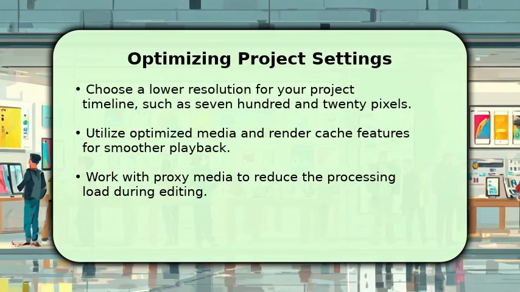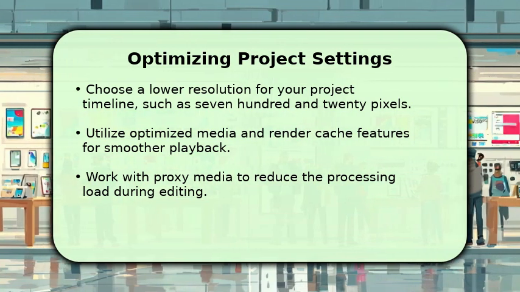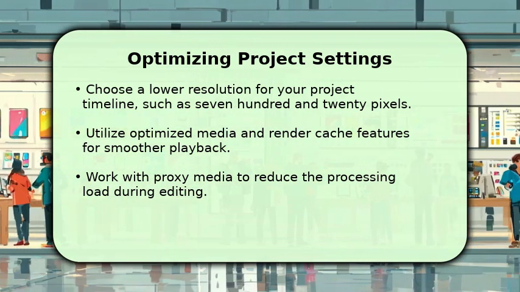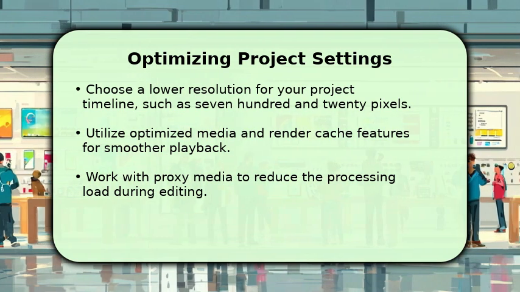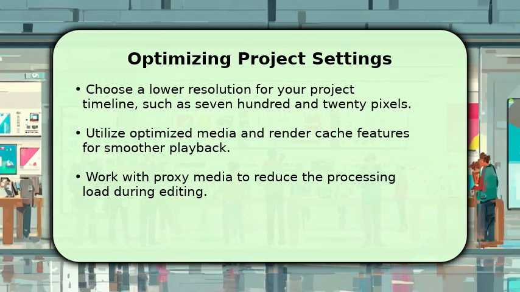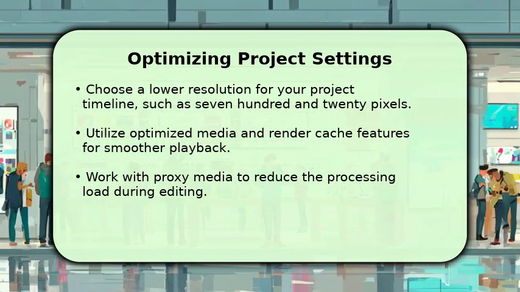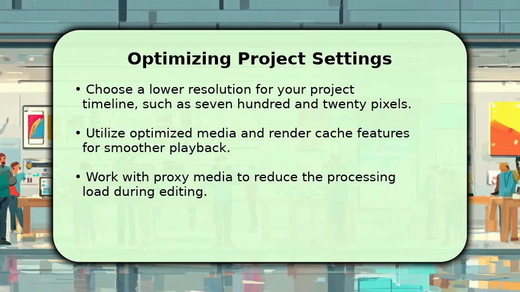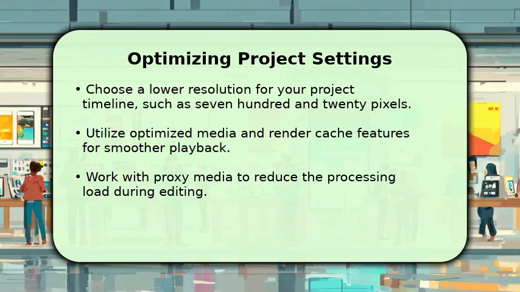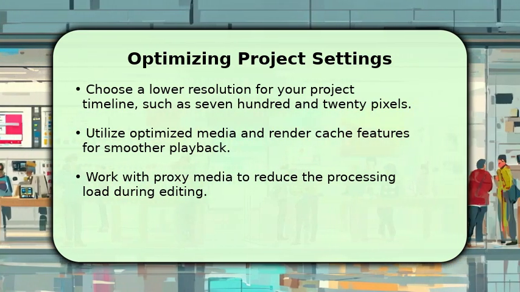To significantly improve performance, adjust your project settings. Set your timeline resolution to a lower value, such as 720 pixels. Actively use optimized media, converting your footage to a more edit-friendly format. Enable the render cache for sections of your timeline, especially when applying effects. Working with proxy media, even at 1/4 resolution, will drastically reduce the processing load during editing.